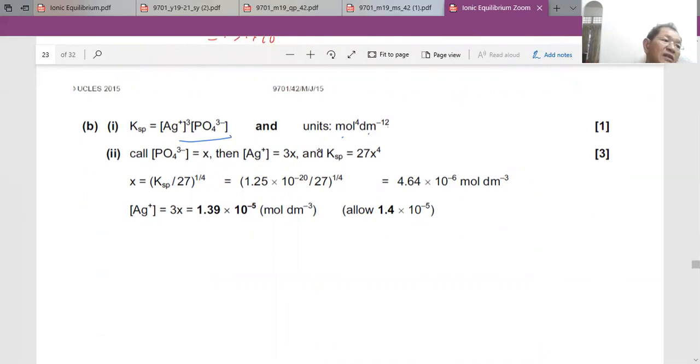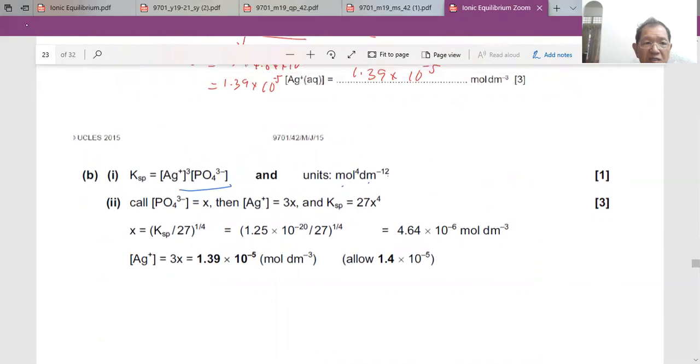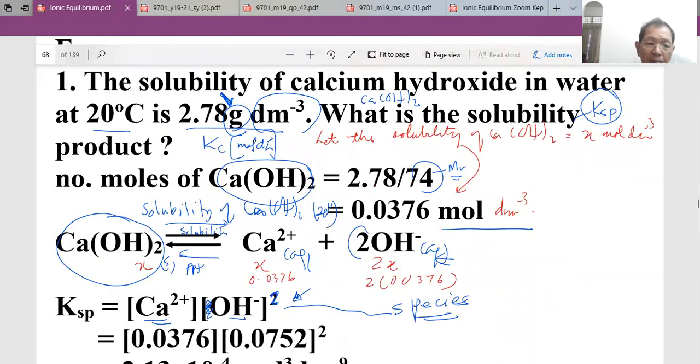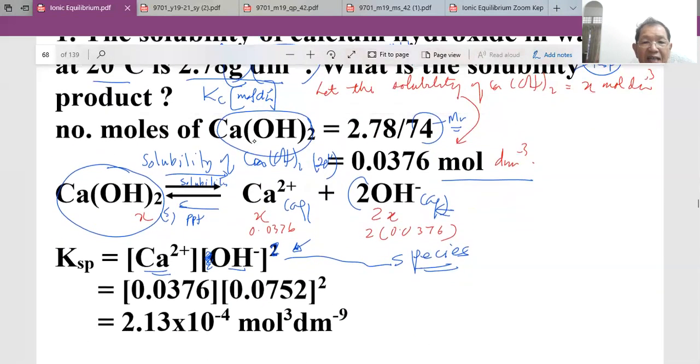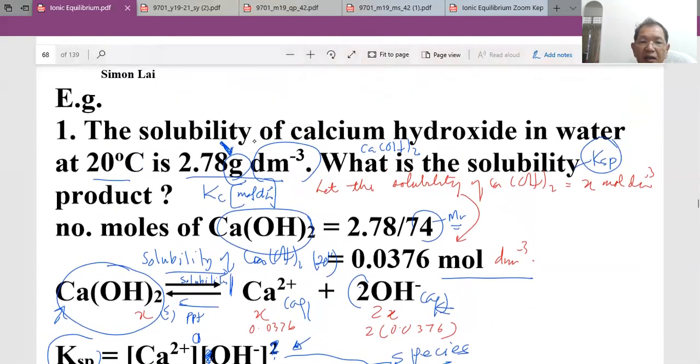All these come in different ways. Remember, the expression is very important. First of all, I show you the expression: Ksp is the concentration of the species, and the power is the stoichiometry of the equation. Here's 1, here's 2. Now, to put the concentration correctly, you need to go back to solubility.